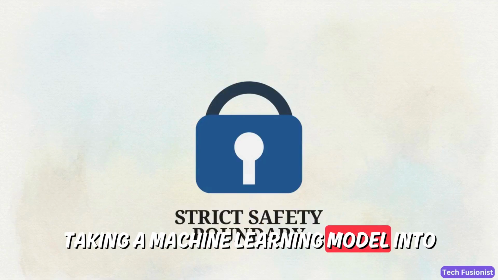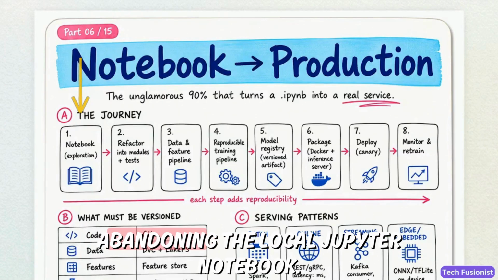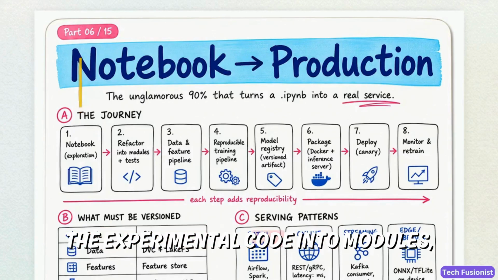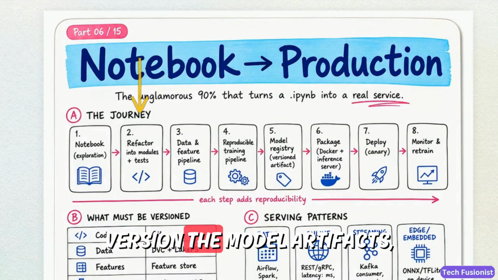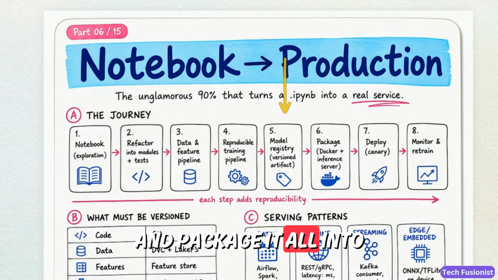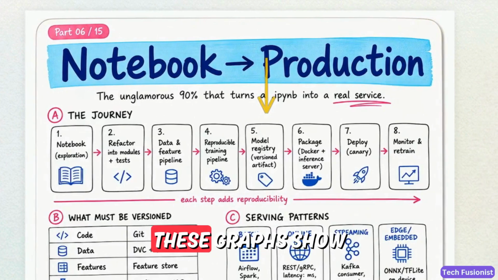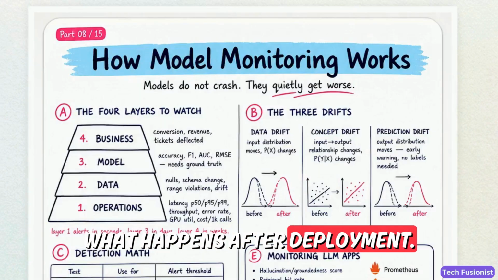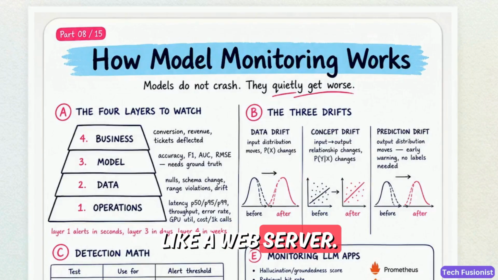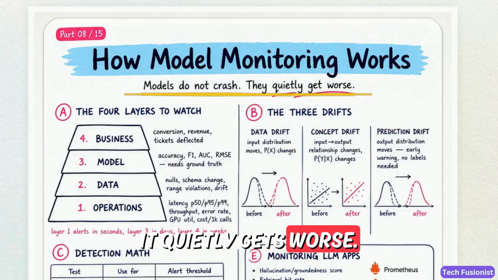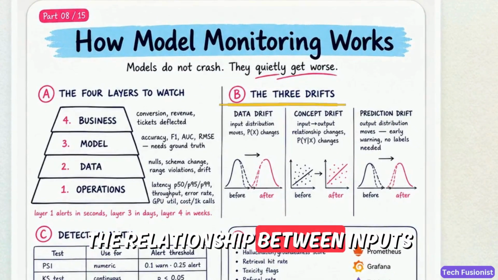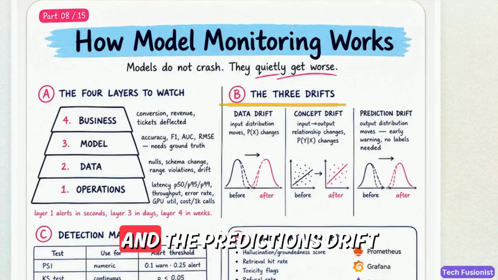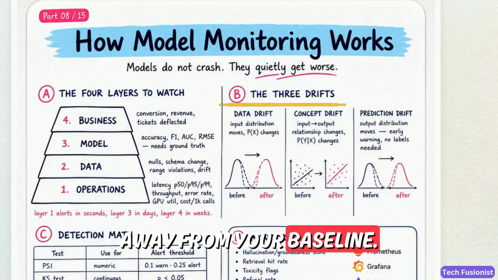Taking a machine learning model into that production environment means abandoning the local Jupyter notebook. You have to refactor the experimental code into modules, build reproducible data pipelines, version the model artifacts, and package it all into an inference server. These graphs show what happens after deployment. A model doesn't crash like a web server. It quietly gets worse. Over time, the incoming data distribution shifts, the relationship between inputs and outputs changes, and the predictions drift away from your baseline.